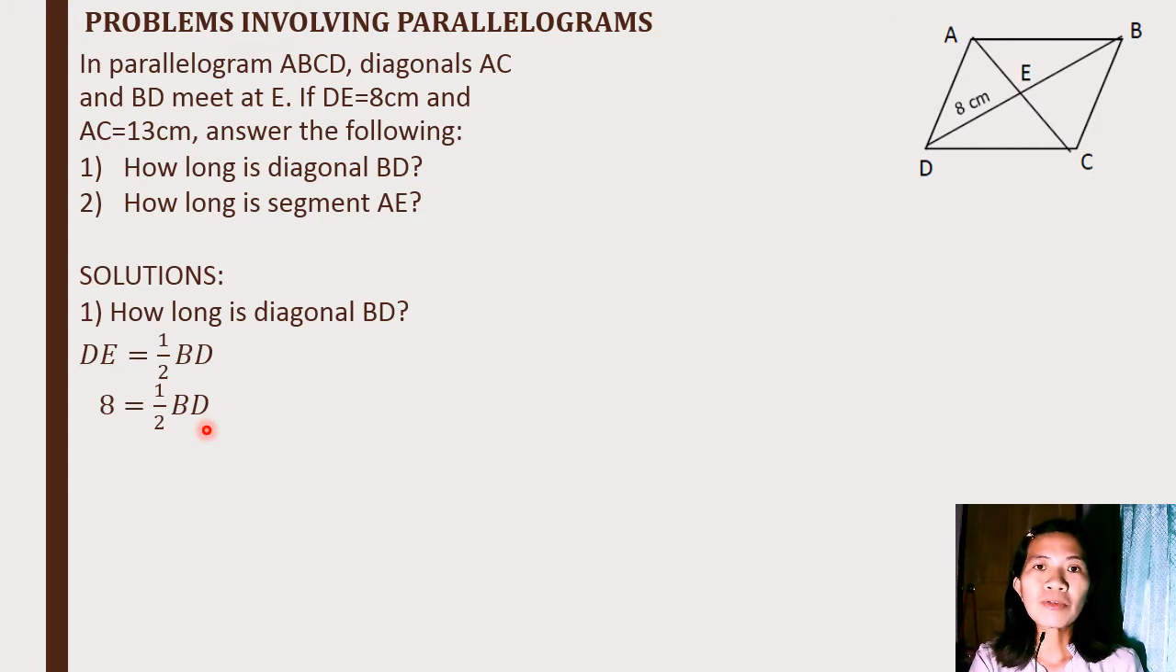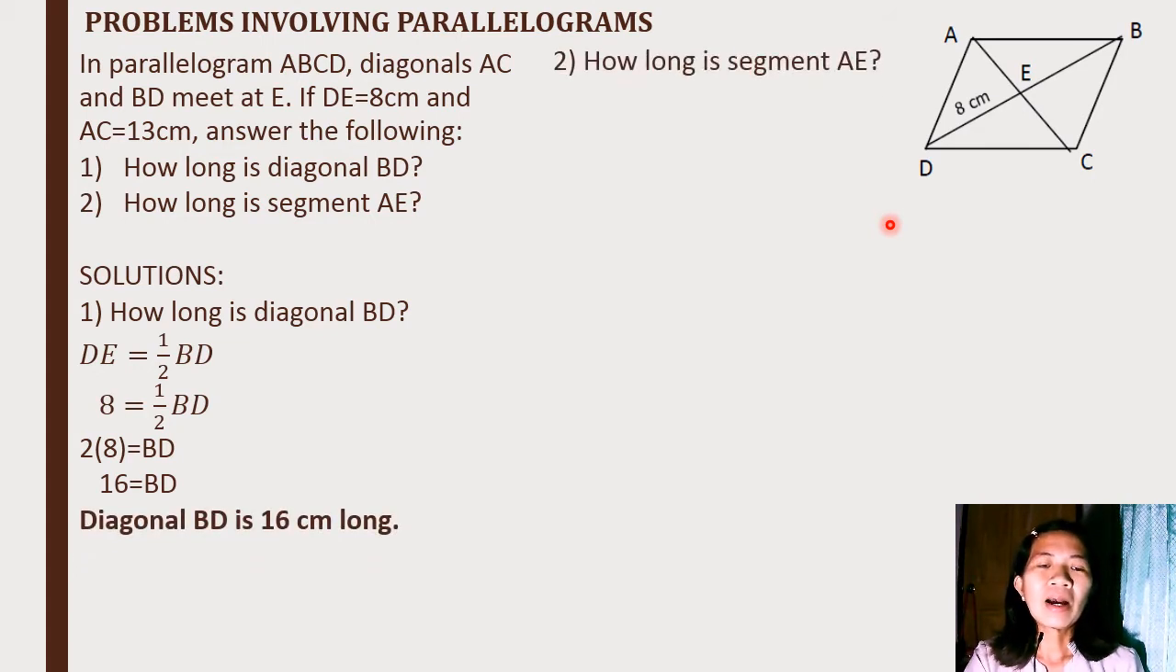So we will use this formula. We get the multiplicative inverse of 1/2, which is 2. So we will multiply both sides of the equation by 2. 1/2 times 2 is 1, and then 2 times 8 equals 16. So the measurement of segment BD is equal to 16 centimeters.